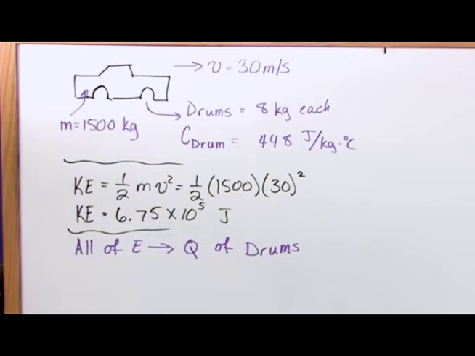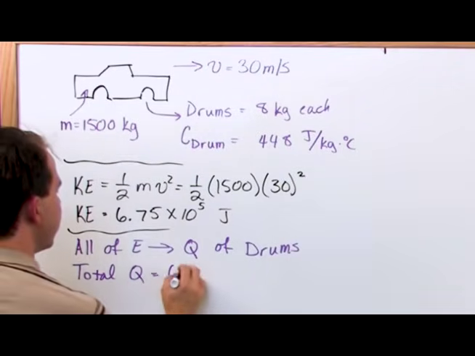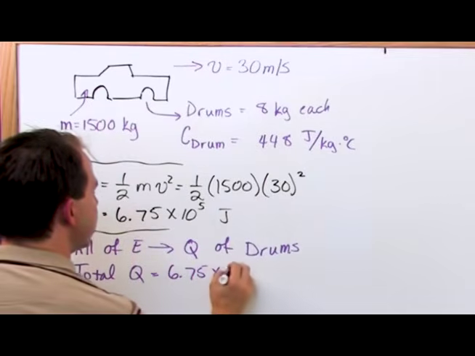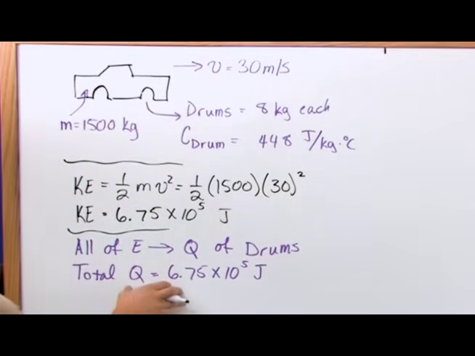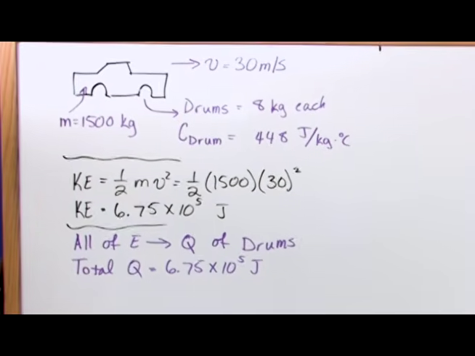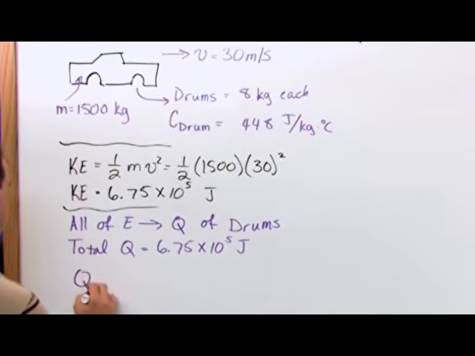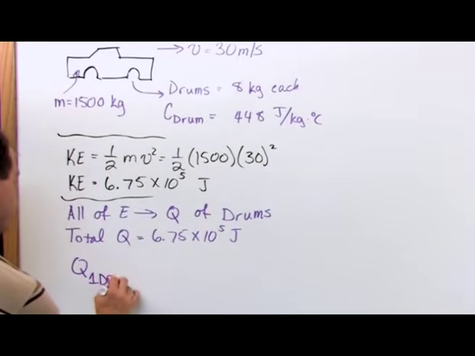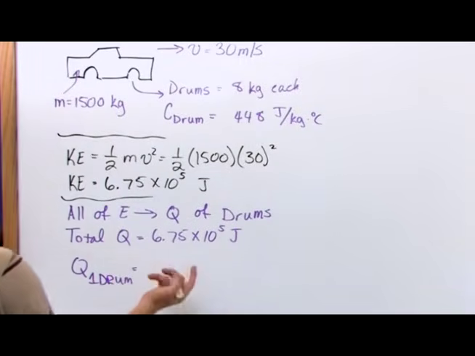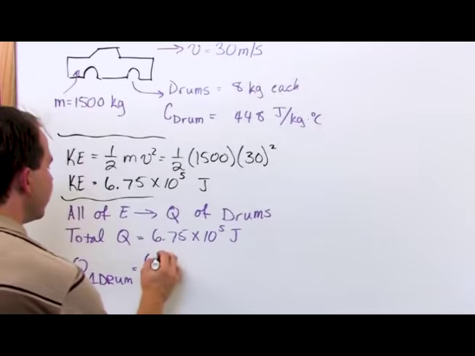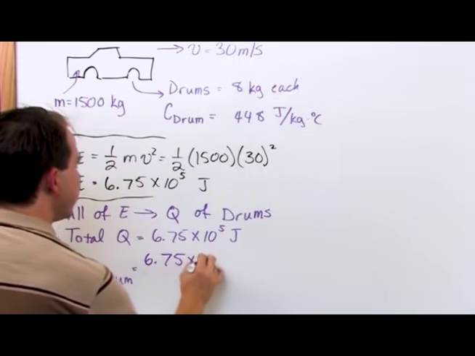Basically, we're going to end up equating these things, okay? So the total Q going into all 4 of the brake drums is 6.75 times 10 to the 5 joules. This is the energy as it goes into all 4 of the brake drums because it takes four wheels to stop a car. But the energy of one drum is just going to simply be this number divided by 4 because there's 4 wheels.